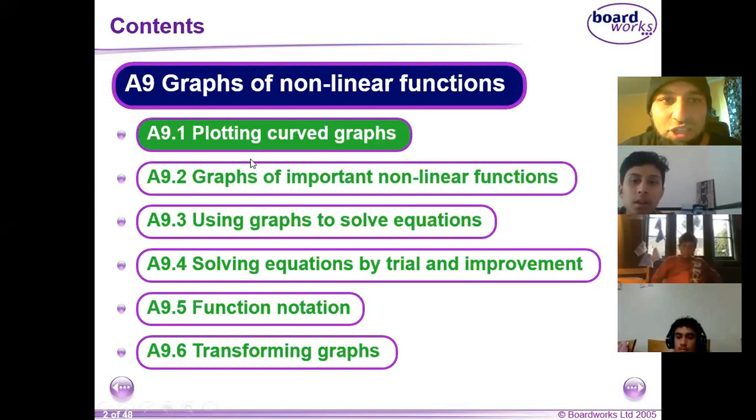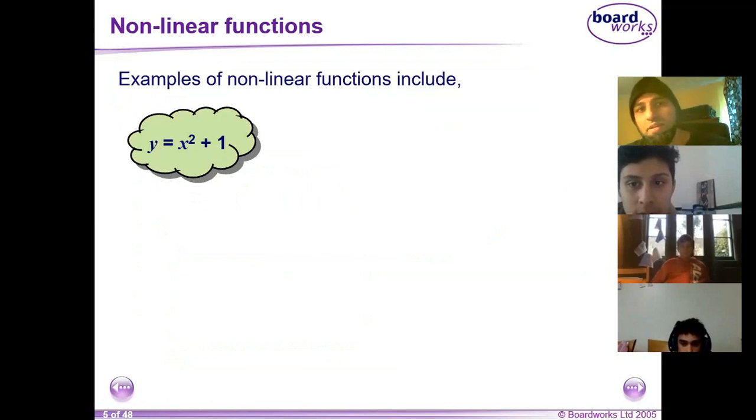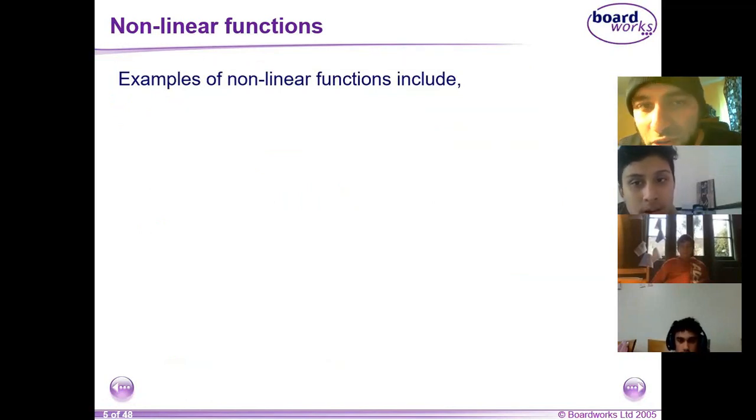So, we're looking at 4 things, or 5-6 things. Plotting curved graphs, how to plot a curved graph. Graphs of important nonlinear functions. Sometimes you have an equation which doesn't give you a straight line. We're going to look at that. Look at this. Nonlinear functions, nonlinear graphs.